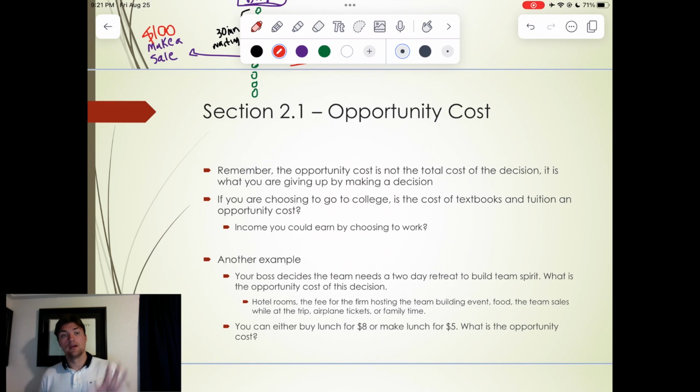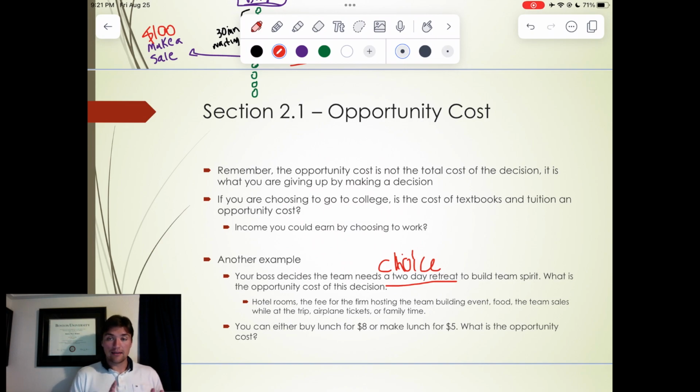So let's think about it. What is the choice? The choice is to go to the retreat. So how do we do this? What's the process? Well, the cost of going on the retreat is the cost of the retreat. It is not something that you're giving up or losing by going to the trip. Basically, because you're building the team spirit, there are any out-of-pocket monetary costs. That's the key word there. Any out-of-pocket monetary cost.